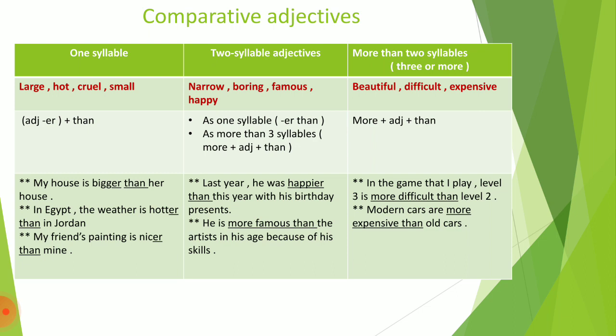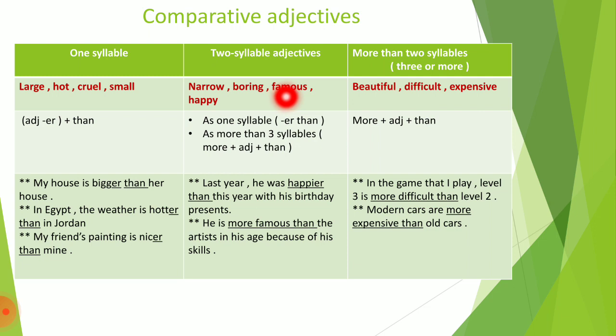Now we have two syllables adjectives like narrow, boring, famous and happy. خلينا نبدأ ب happy مثلا. happy فيها two syllables. happy راح أعاملها على إنها one syllable، يعني لما أجي بدي أعمل معها مقارنة راح أستخدم er and than. For example, last year he was happier than this year with his birthday presents.